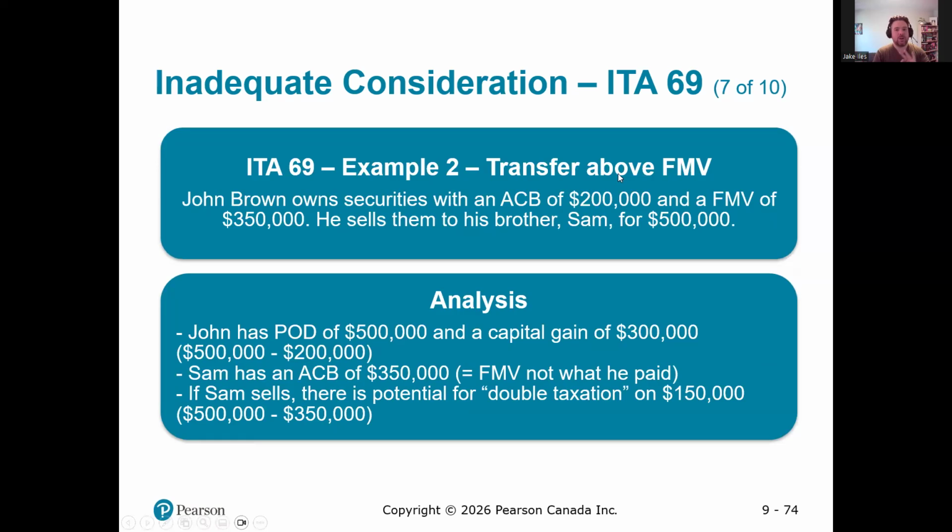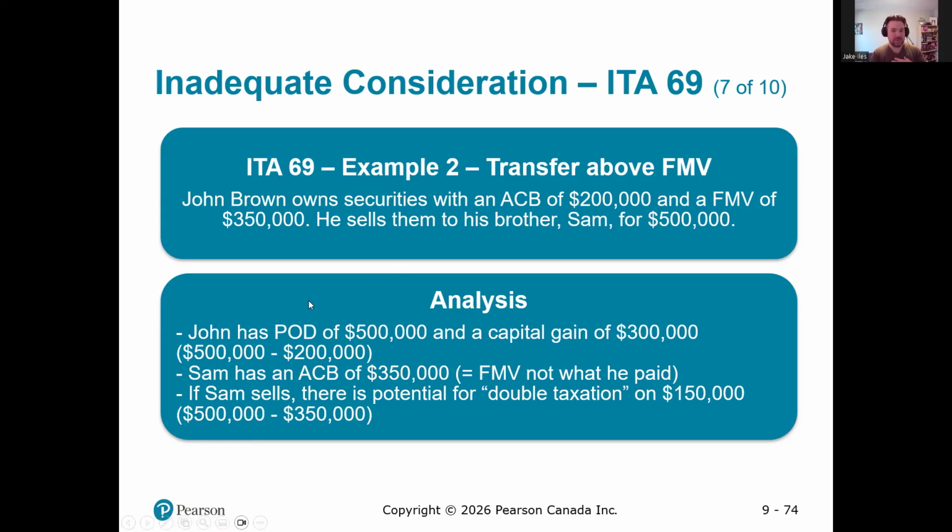Example 2. So now we're going to look at transactions that are above or below fair market value. Starting with above, John Brown owns securities with a cost base of $200,000. There's a fair market value of $350,000. He sells them to his brother Sam for $500,000. The shares are only worth $350,000, but my brother bought it for $500,000. My brother is paying more for the shares than he ever would if he bought them from someone else.